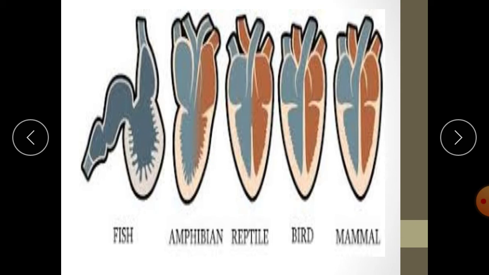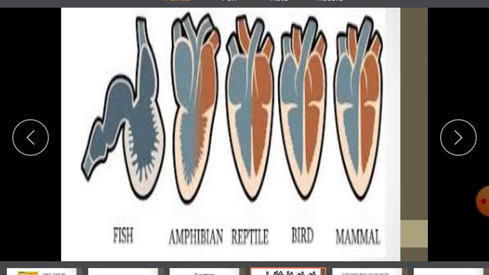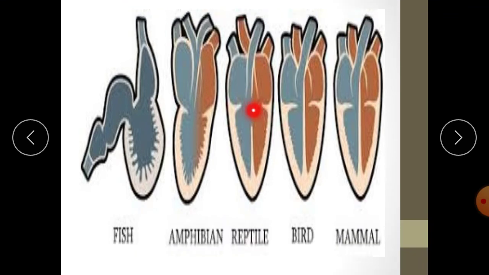Here in reptiles, incomplete four chambers are present: two auricles and two ventricles that are not completely separated. In between the two ventricles a septum is present, but this septum is not complete. Can you see here? It is not complete, so the blood gets mixed up.